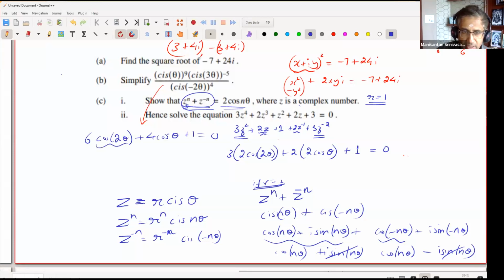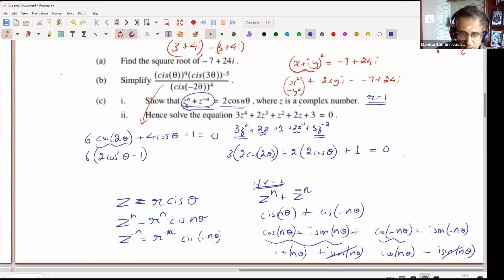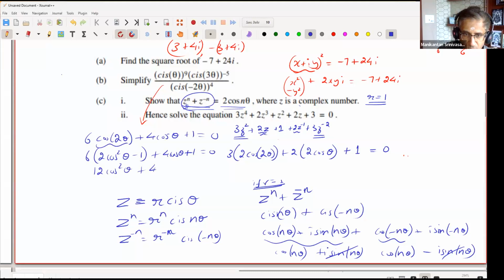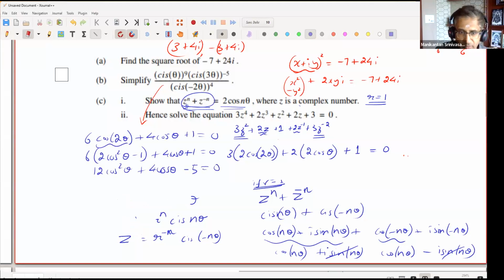I can convert cos 2 theta as 2 cos square theta minus 1 using what we saw earlier. So plus 4 cos theta plus 1 equal to 0. Therefore, we get a quadratic: 12 cos square theta plus 4 cos theta minus 6 plus 1, so it's minus 5 equal to 0. And now I can use the quadratic formula to solve this.